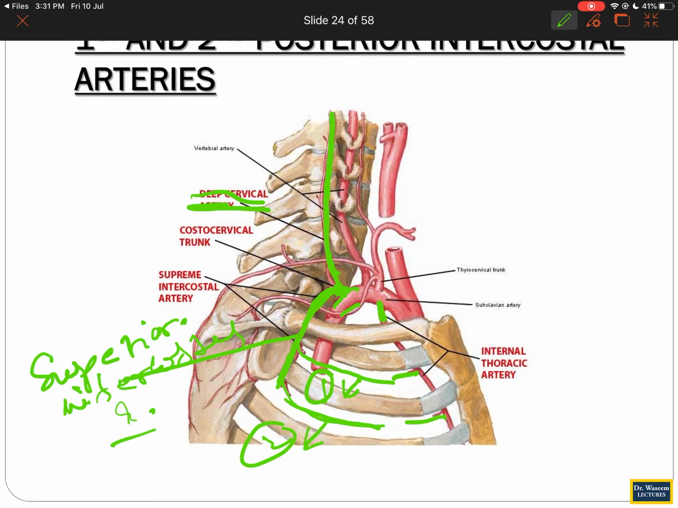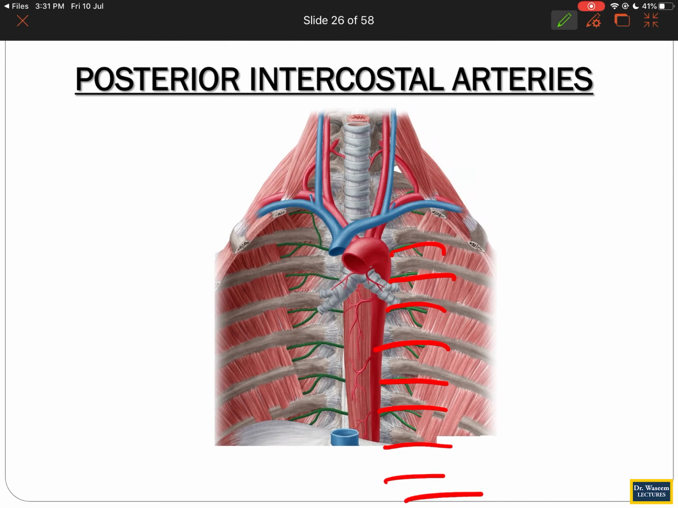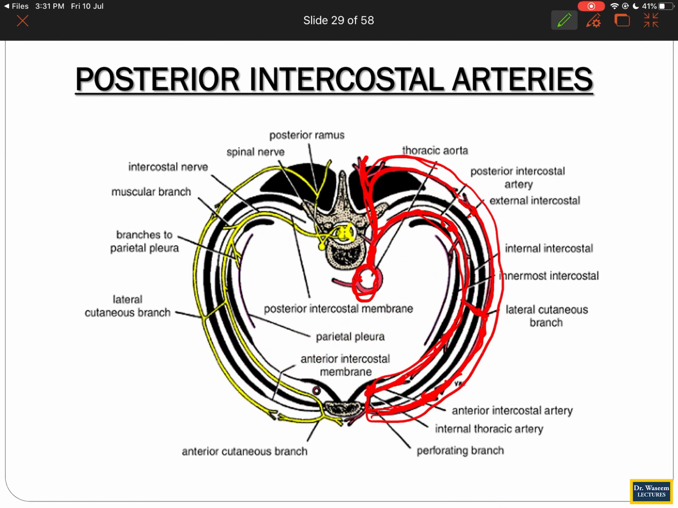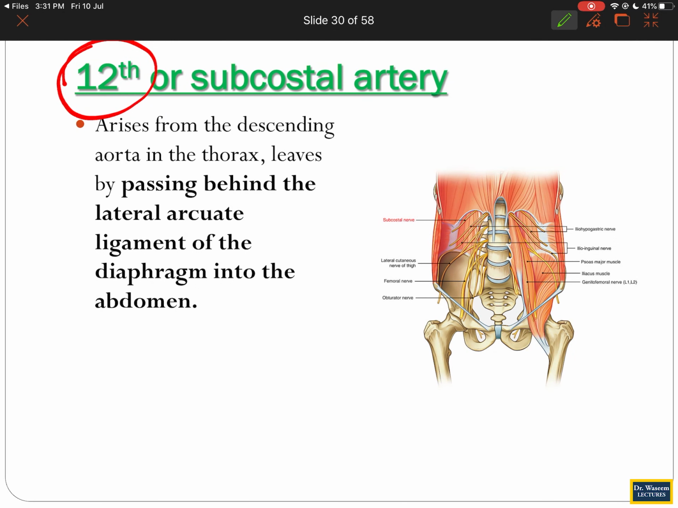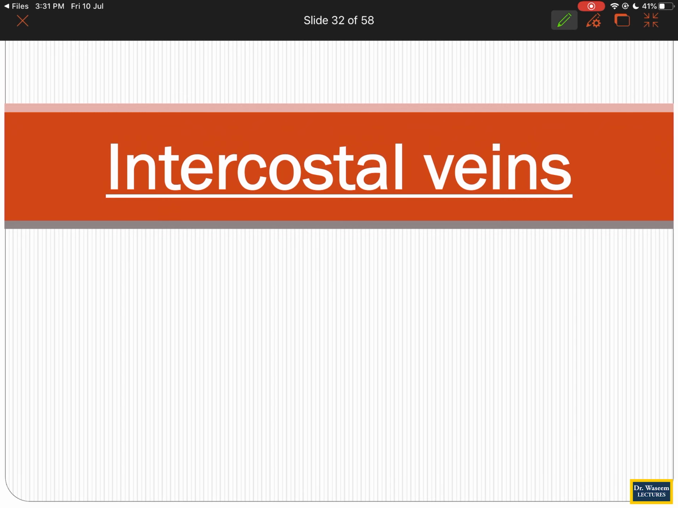The costocervical trunk is the branch of the subclavian, and the subclavian comes out of the arch of aorta, and the arch of aorta continues into the descending aorta, and the ascending aorta comes from the left ventricle. This is the source of the first and second posterior intercostal arteries, and the third to 11th you have already done, and the 12th is the subcostal. These are the posterior. Anteriorly we don't have 12, we have only 9: from 1 to 6 from the internal thoracic, and 7, 8 and 9 from the musculophrenic, the terminal branch of the internal thoracic again.